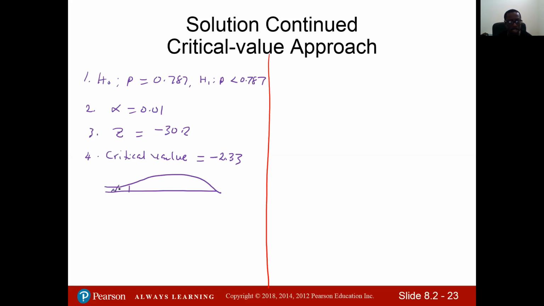You have this probability to the left, which is your alpha, 0.01. Using the table, we find this value to be 2.33. Okay, that's my critical value.